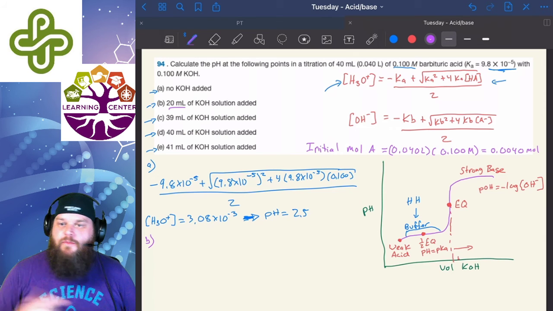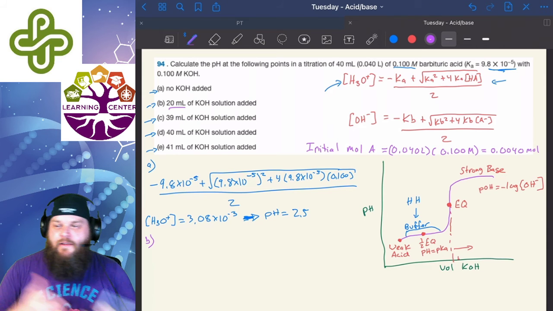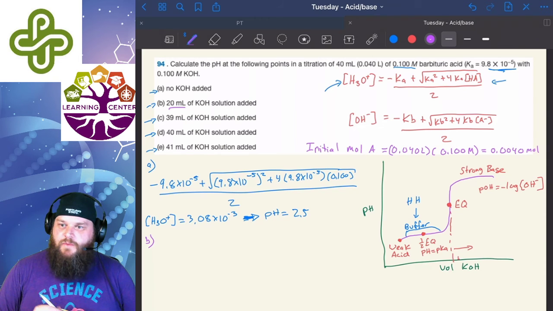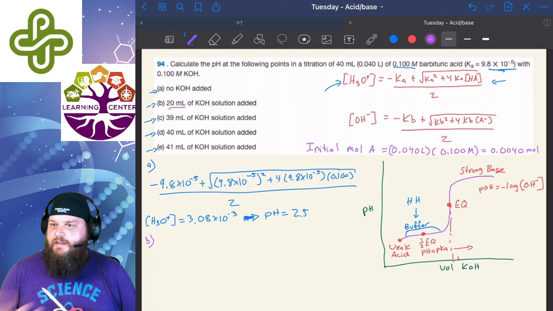So that's my initial mole count, and we're going to use that for the next few, because every time we add a little bit of OH to it, we're going to reduce the initial moles of acid by that same amount of moles of base that we add, and we're going to increase the moles of the conjugate base by the same amount as well, because every mole of OH we add steals a hydrogen ion from our weak acid and creates a conjugate base.